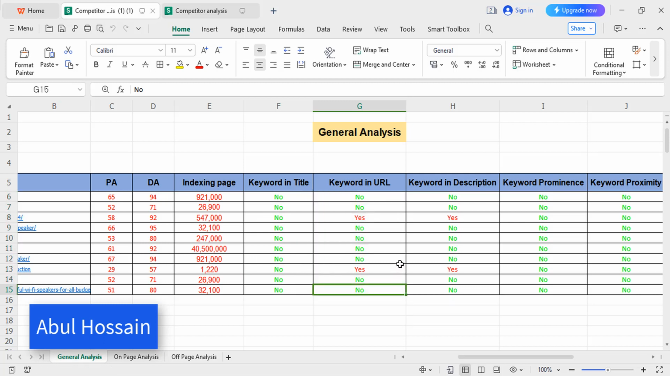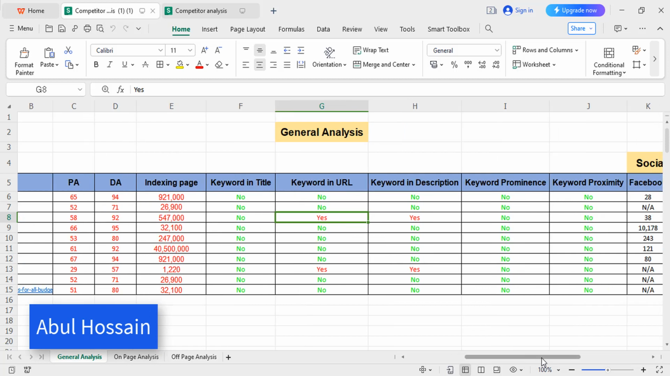Some of the competitors have their keywords in the URL, some don't, and keyword in description, whether or not they have used the keyword in their meta description. Some of them did and some of them don't. So all the green color that I have used is good for us, and the red color signifies that it's not good for us, but good for them.